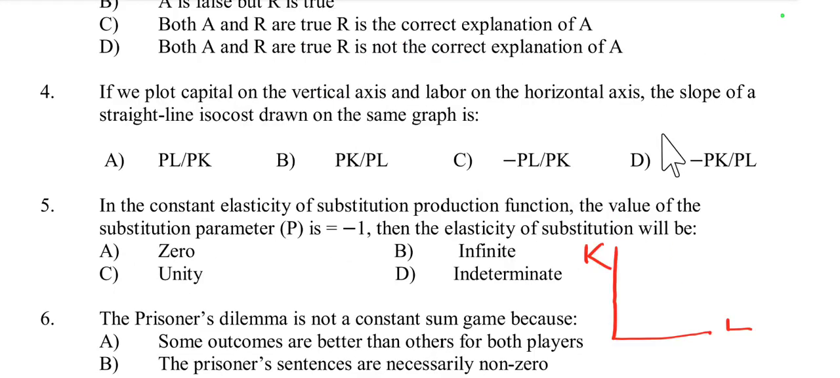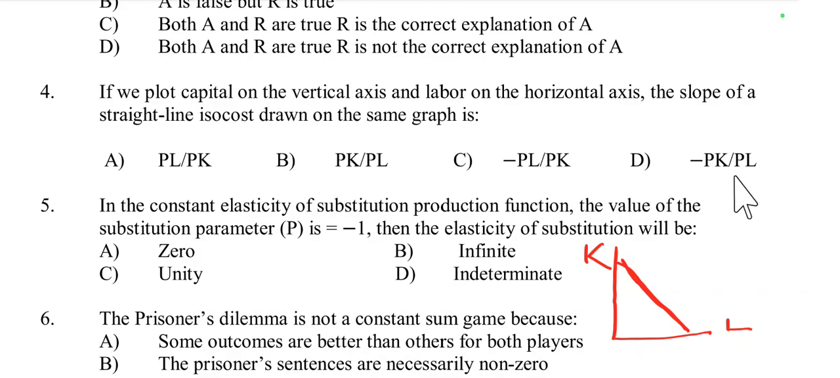Then the slope of a straight line iso-cost line drawn on the same graph. If we plot capital on the vertical axis and labor on the horizontal axis, then the slope of the straight line iso-cost line drawn in the same graph is: PL by PK, PK by PL, minus PL by PK, or minus PK by PL.